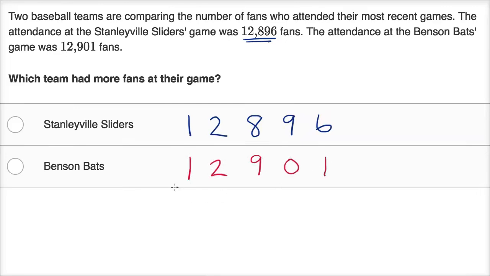So the way I like to compare numbers is I go to the largest place value first and I compare. Well, let's see, they both have 10,000s. So they have the same number of 10,000s. They have the same number of thousands. But then when we get to hundreds, notice Benson Bats has more hundreds than Stanleyville Sliders. It doesn't matter what happens in the tens and ones place if they have more hundreds. So Benson Bats, this is a larger number.